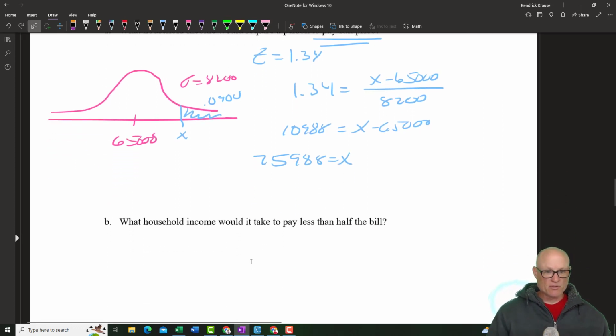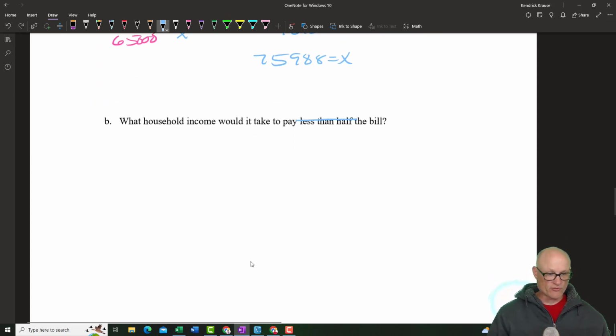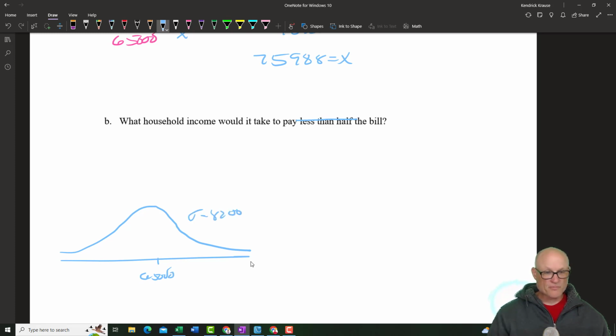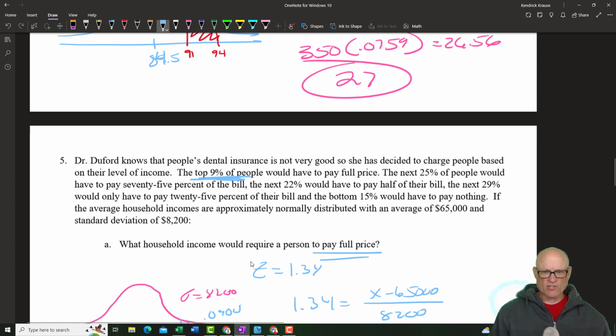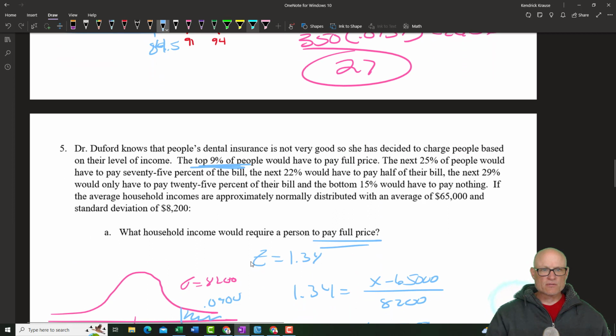What income would have to pay less than half of their bill? This is where the jerk question comes in. 65,000. Standard deviation of 8,200. I think I missed a zero. So this less than half. Less than half. So let's see. 22% would pay half. We're not going to include those. So we're going to include everything else.